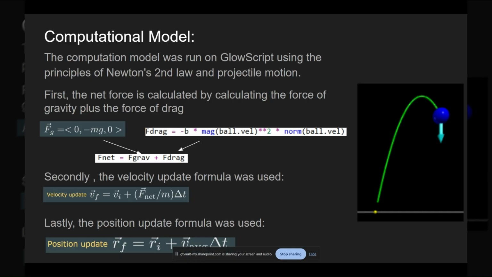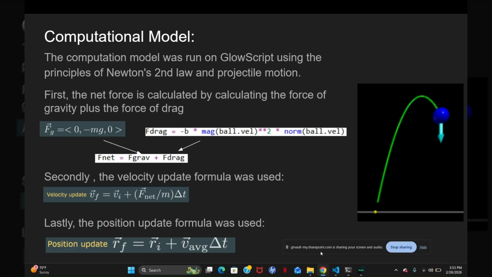Secondly, the velocity update formula was used. Plugging in the net force that we previously calculated, we achieved net force over mass times change in time plus the initial velocity. And lastly, the position update formula was used. The first one we used was for average velocity; we used the previously calculated final velocity times change in time plus the initial position.